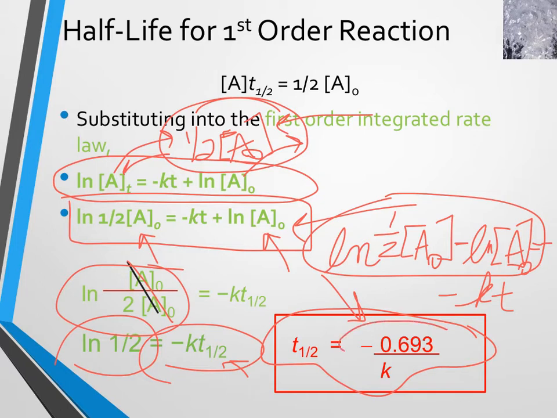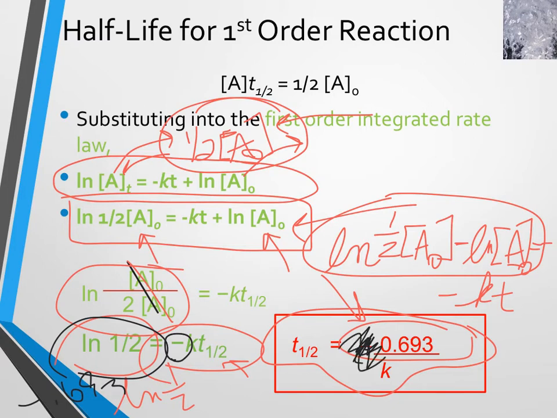This 0.693 is simply the natural log of 1/2. Alrighty, I just realized at this point the negative sign should be gone, okay, because the natural log of 1/2 is negative 0.693, and we already have a negative over here, so the negatives cancel each other.